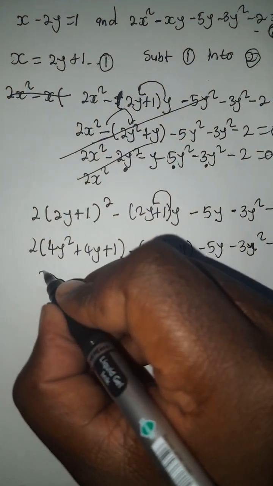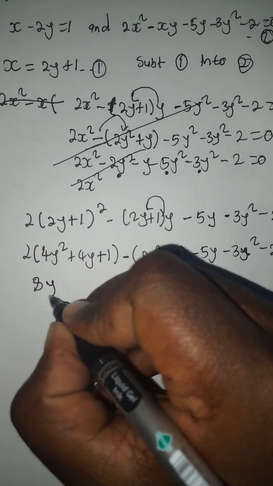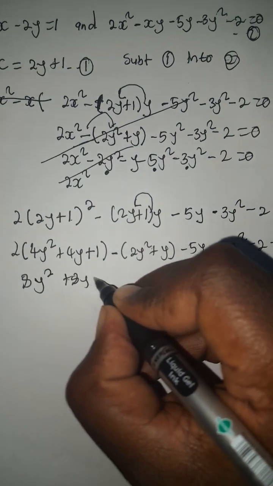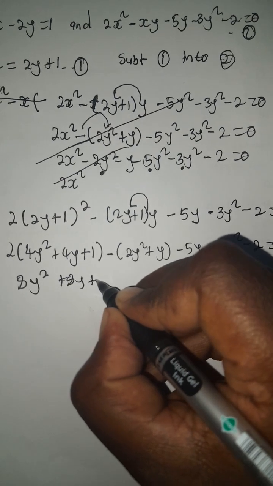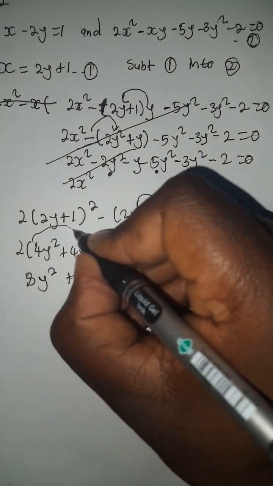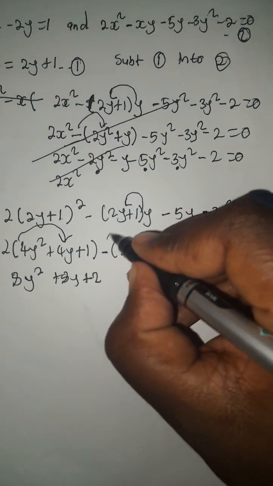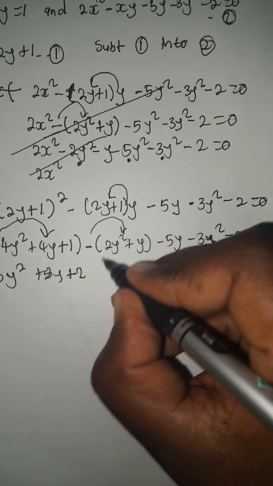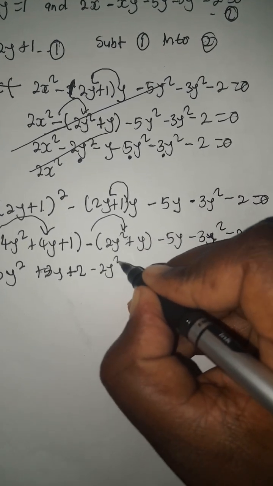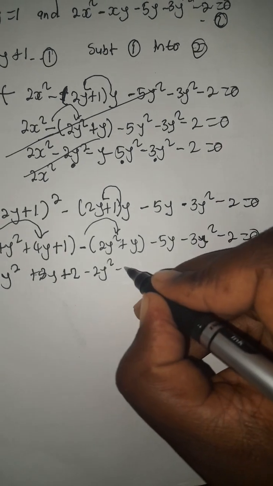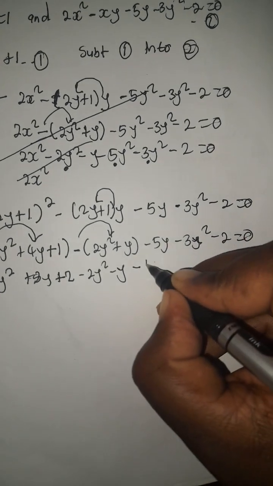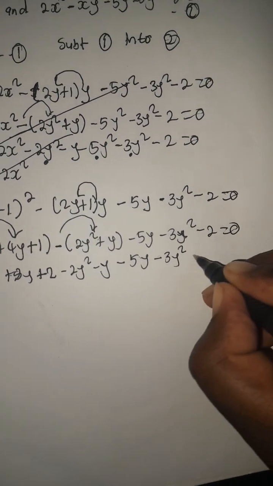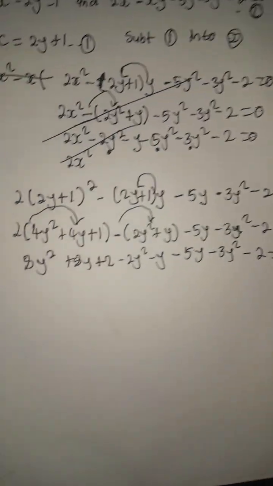So 2 times 4, that will be 8y squared. 2 times 4, that will be 8y. 2 times 1, that will be 2. Remember, this 2 multiplies everything that is in the bracket. Even this negative multiplies everything that is inside the bracket. Negative times 2y, that will be negative 2y squared. Negative times y, that will be negative y. Minus 5y minus 3y squared minus 2 equated to 0.